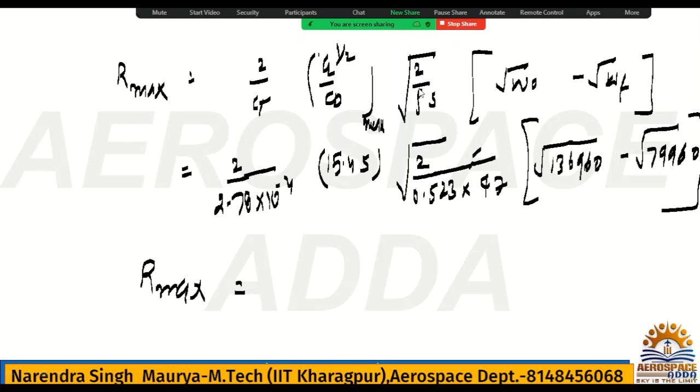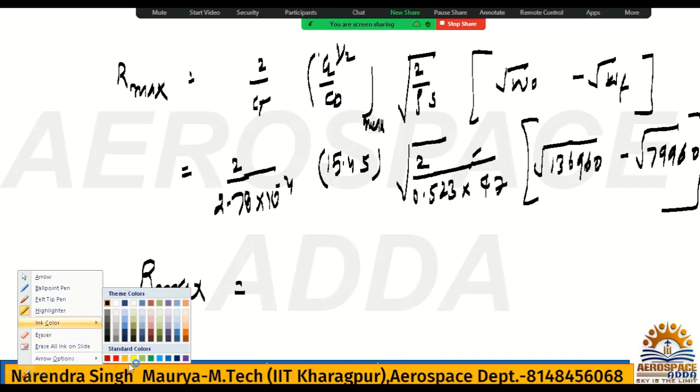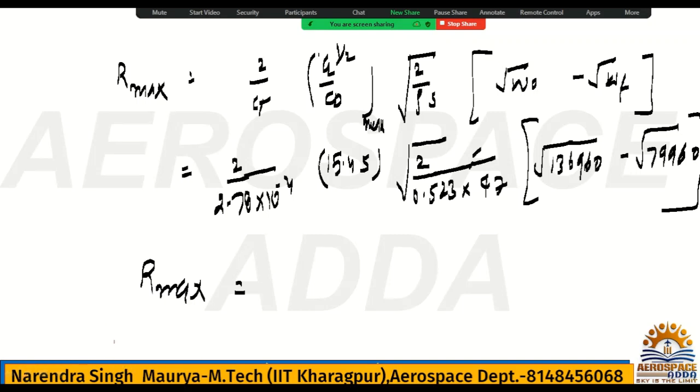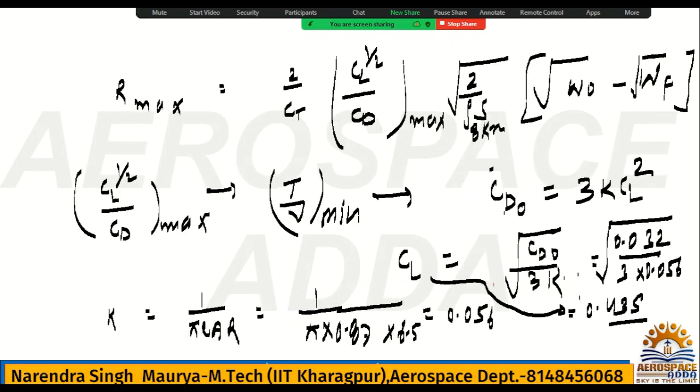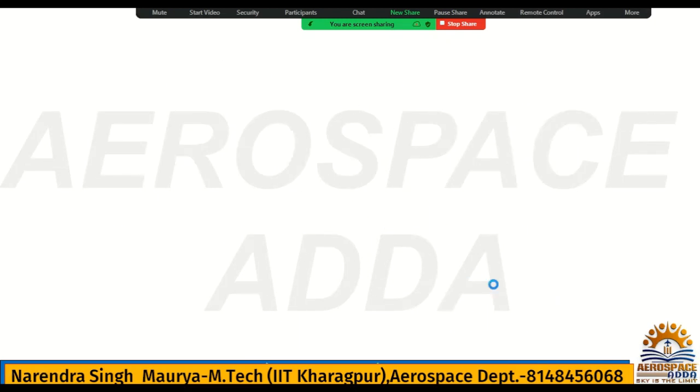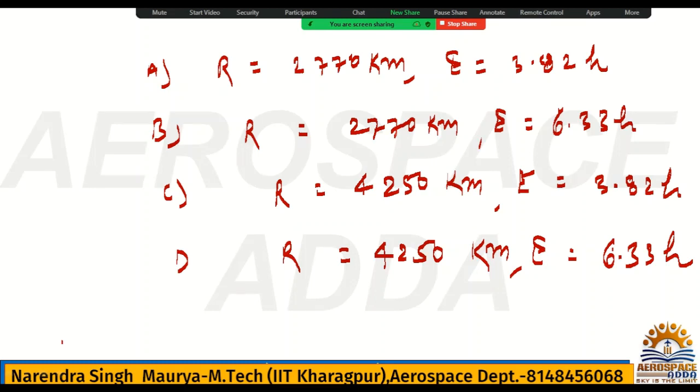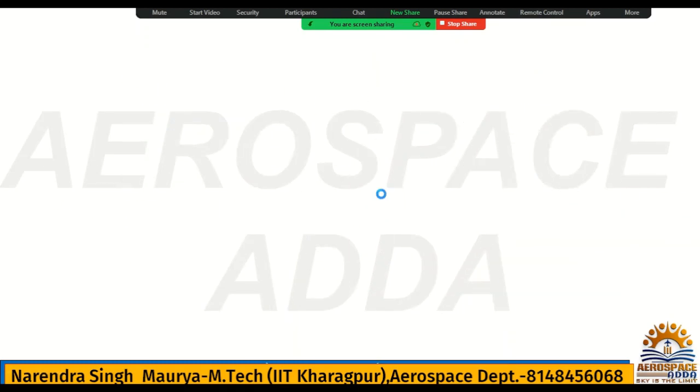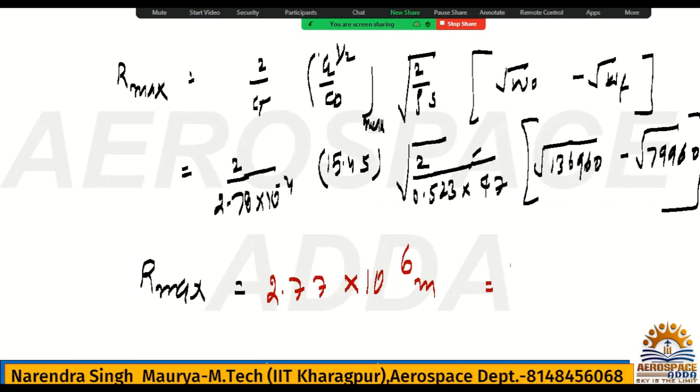So if you do that, then perform the calculation. You may get range nearby 2.77 × 10^6 meter. But if you check the answer here, it is given in kilometer. That unit is kilometer everywhere, so you write it in kilometer. So 2.77 × 10^6, if you write in kilometer, then what you may get? You may get 2770 kilometer. This is the range.